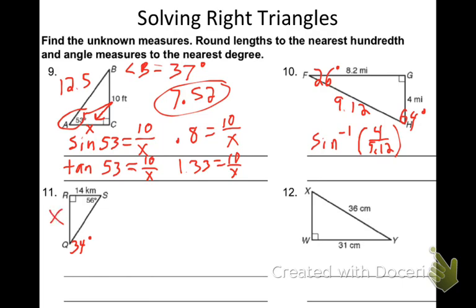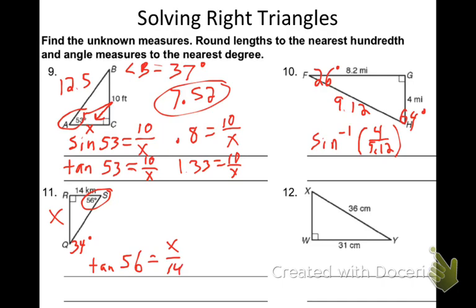Well, if I'm going to find RQ, what trig function do I have to use now? Sine. Do I know anything about the hypotenuse? No. So what trig function do I have to use? Tan. I have to use tangent here. On a problem like this, I have to. Why? Because I know nothing about the hypotenuse. So, which angle would you like to use? It does not matter. Let's use 56. So, the tangent of 56 equals x over 14.